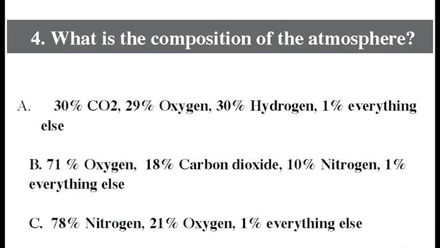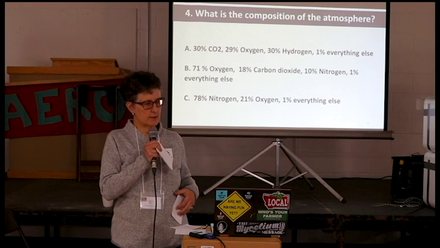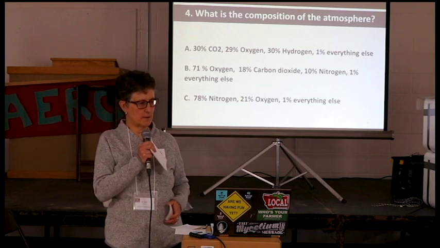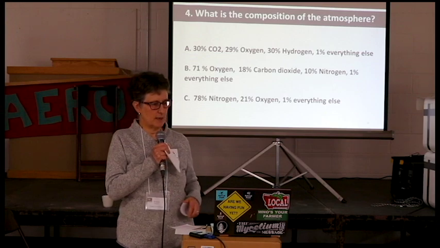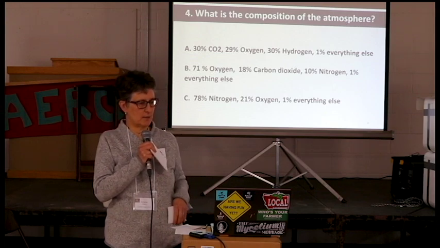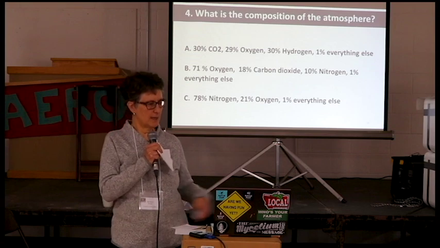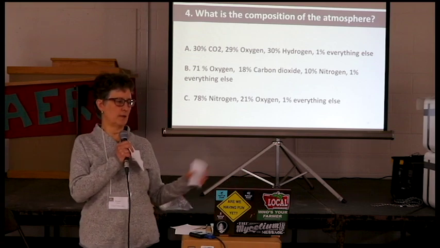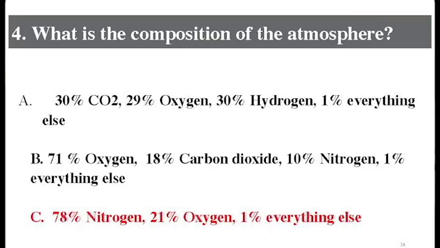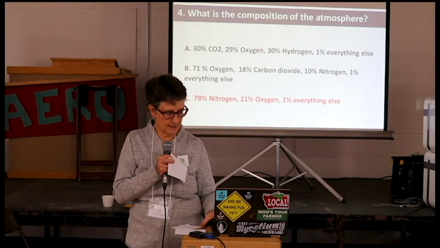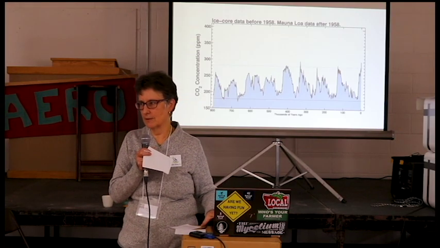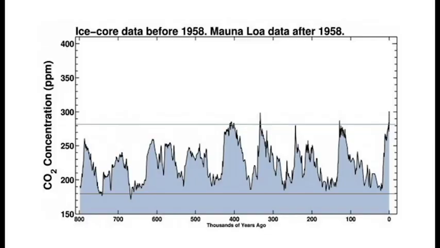So how much CO2 is in the atmosphere? A, 30%, 29% oxygen, 30% hydrogen, 1% everything else. B, 71% oxygen, 18% carbon dioxide, 10% nitrogen, and 1% everything else. Or C, 98% nitrogen, 21% oxygen, and 1% everything else. I heard some C's, and you are correct. Yes. So basically, there is very, very little CO2 in the atmosphere. It's so little that it's measured in parts per million.